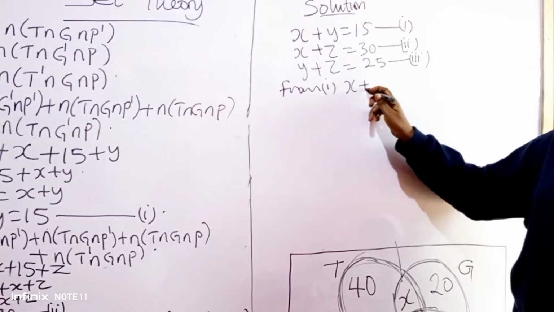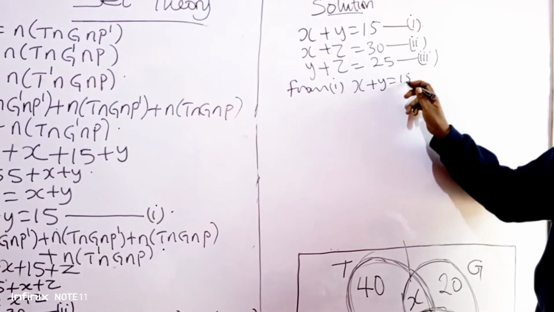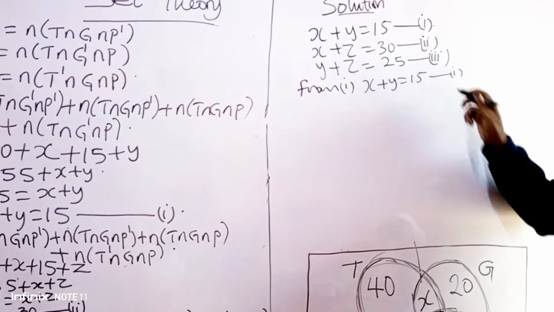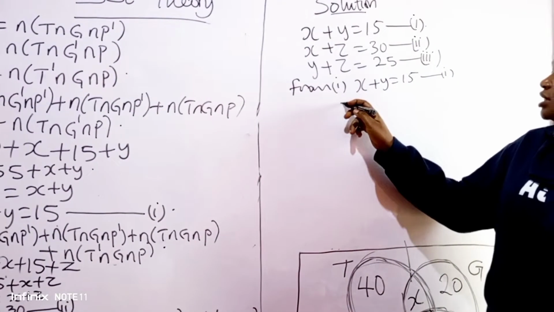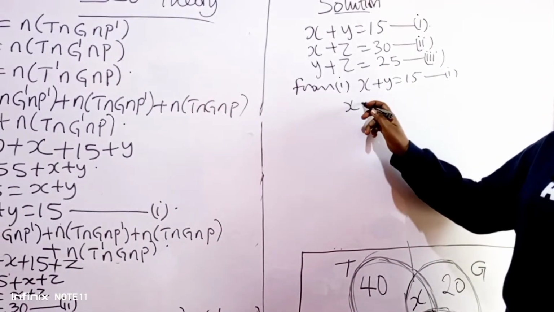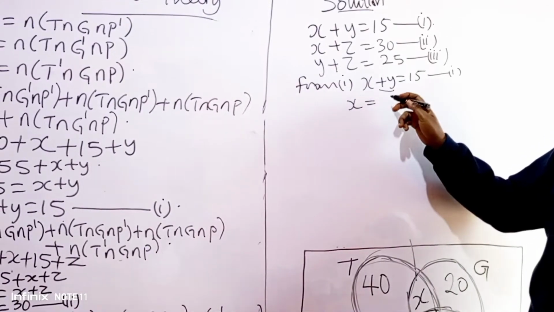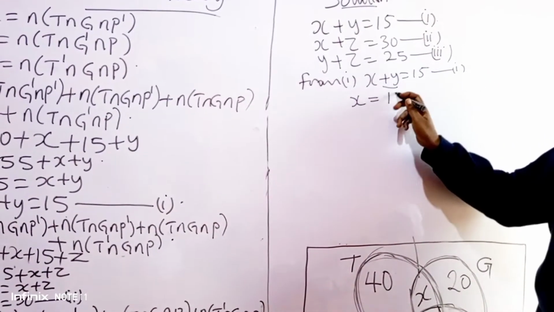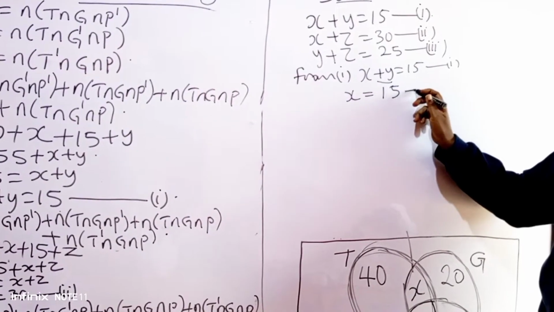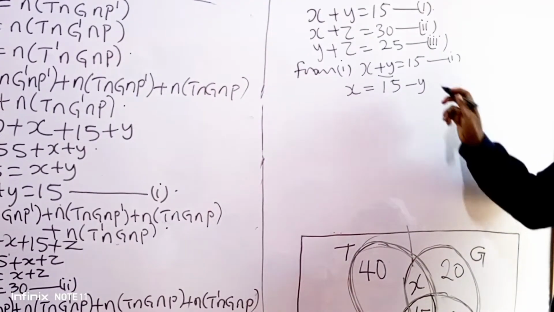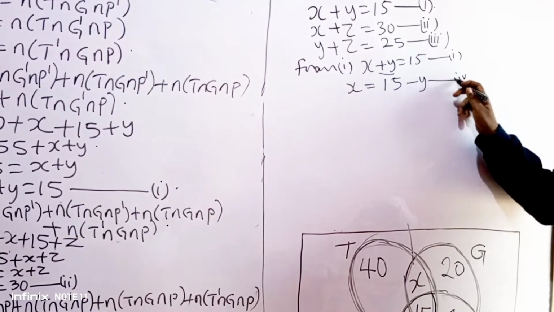x plus y is equal to 15. That is equation 1. You write it like that. Then make x the subject. So x is equal to, that is to take plus y out, it becomes 15 minus y. Call this one equation 4.